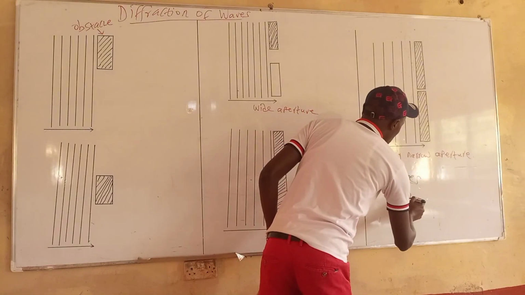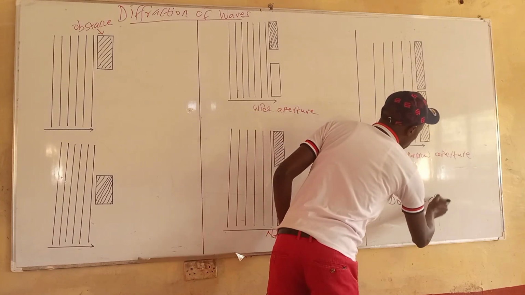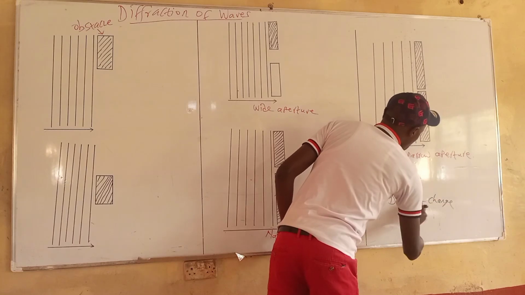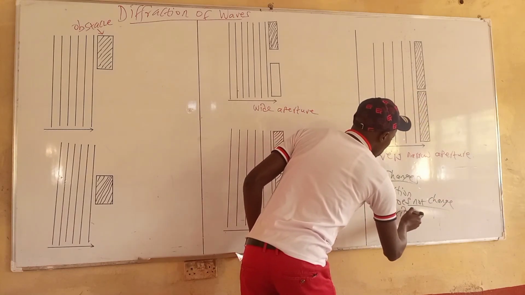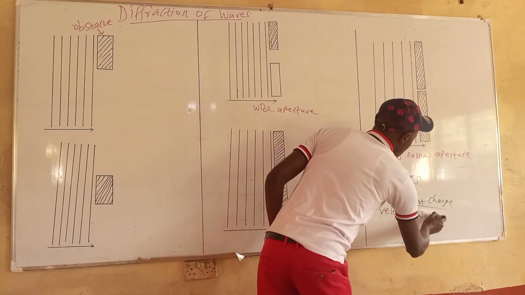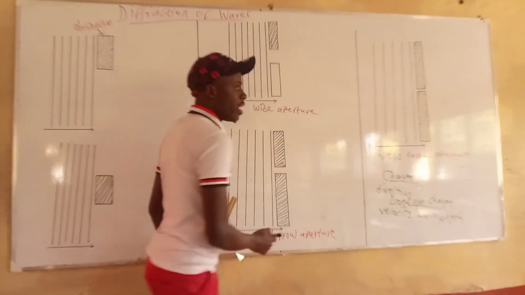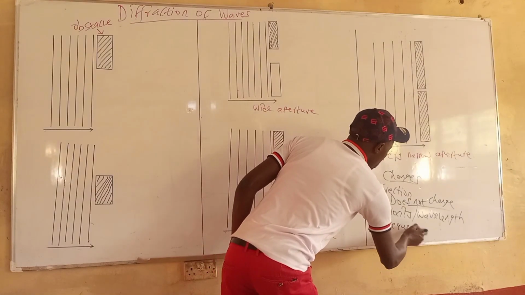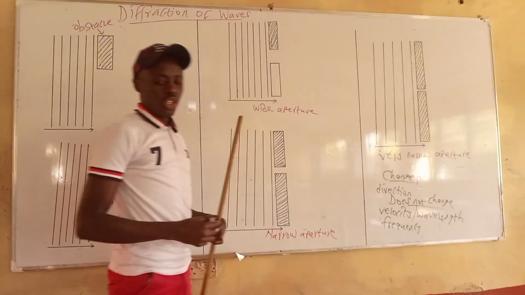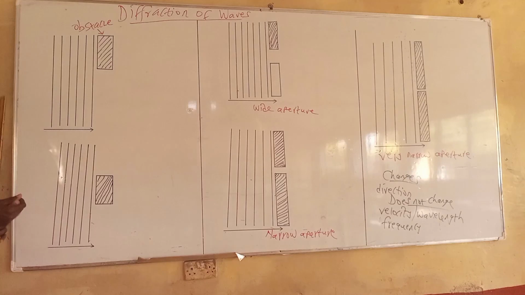So what does not change includes velocity, or wavelength. Another thing that does not change is frequency. The frequency of the wave does not change also. So let's look at these 5 diagrams to know how the waves are normally diffracted.